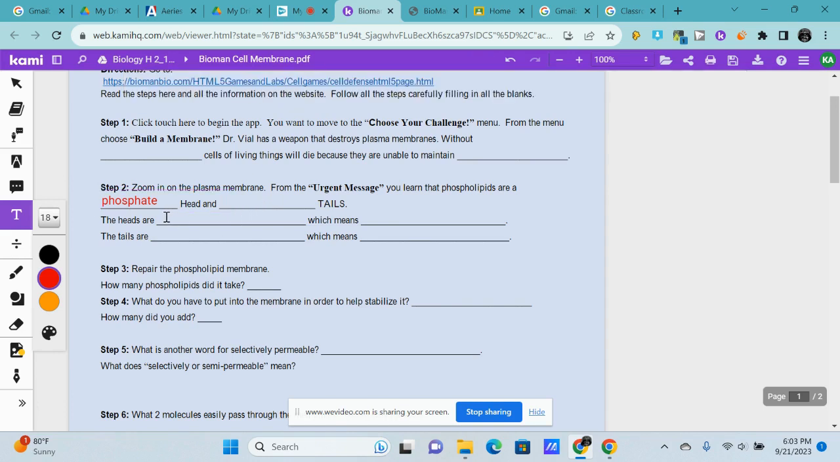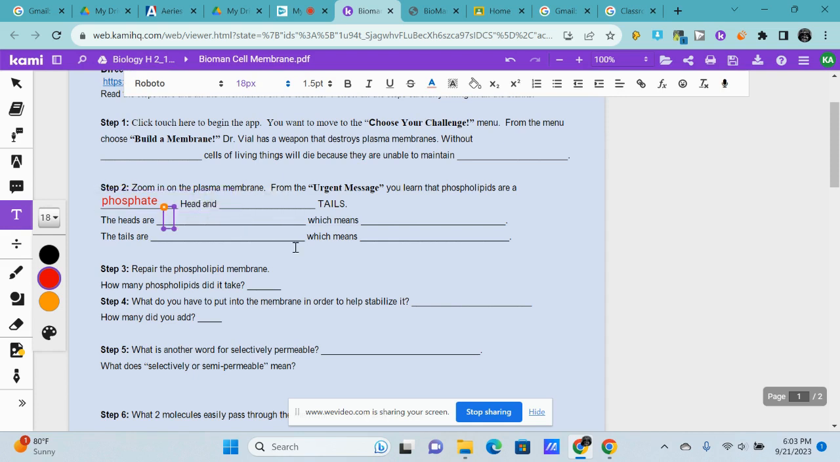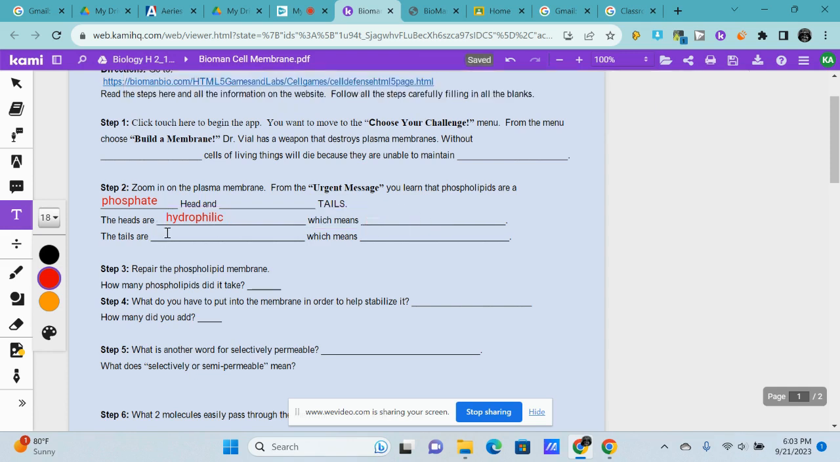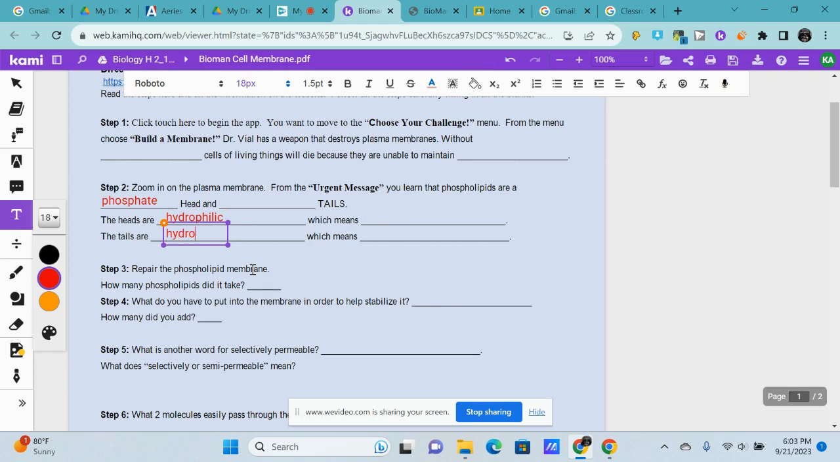All right, this one's kind of hard to spell again. The heads, the phosphate part, are called hydrophilic. Did I spell it right? Yes. And hydrophilic means loves water. So right here, put loves water, water loving, or likes water, whatever you prefer. The tails are hydrophobic. If you have a phobia, like arachnophobia, you're scared of spiders. Hydrophobic means doesn't like water or hates water. So right here, you're going to put hates water, doesn't like water, whatever you prefer.